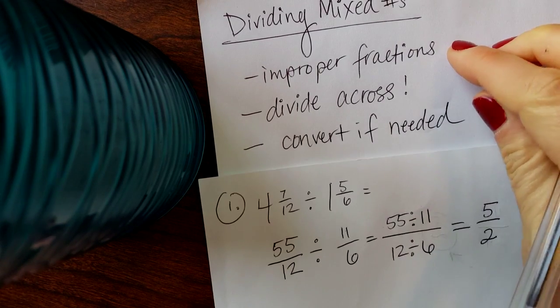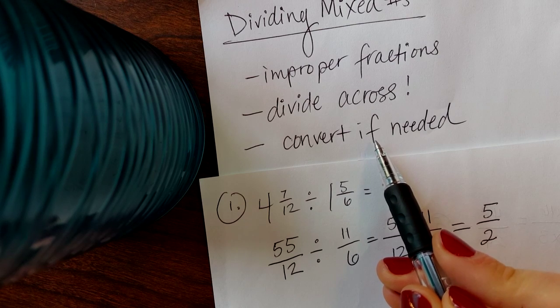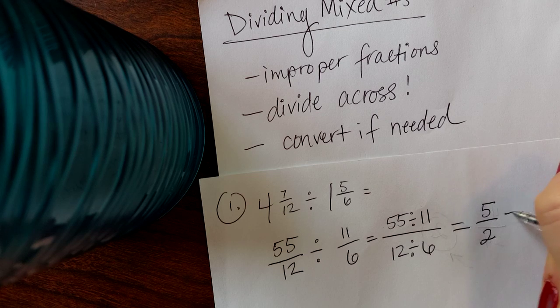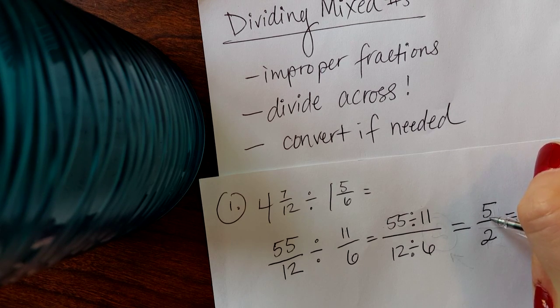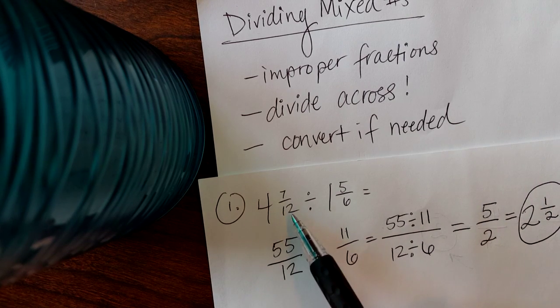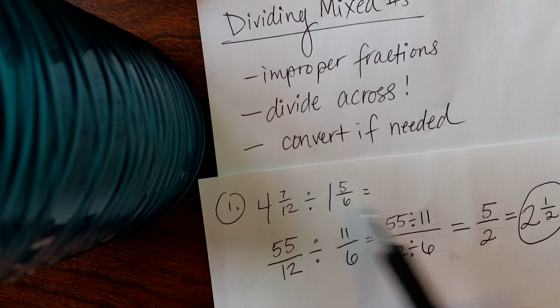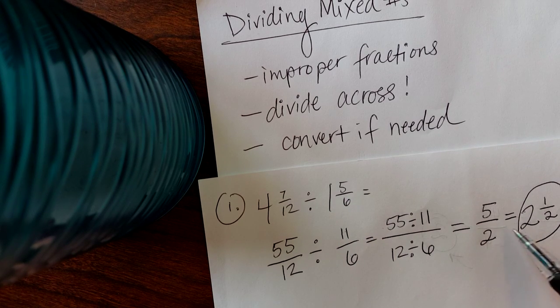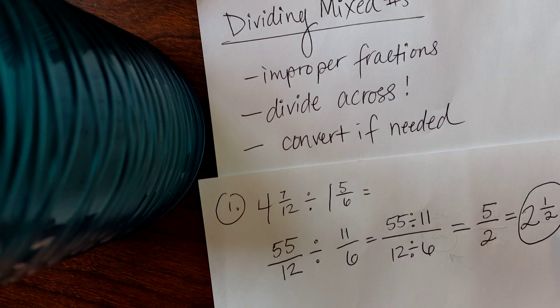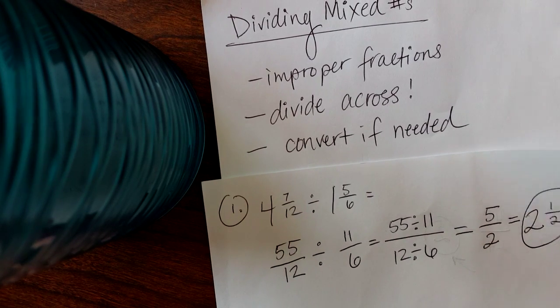So I just divided across, and I need to check to see if I need to convert. Yes, I think I do, because 5/2 is an improper fraction. Convert to a mixed number. 2 goes into 5 2 whole times with 1/2 left over, which means 4 and 7/12 divided by 1 and 5/6 is 2.5, meaning that 1 and 5/6 goes into 4 and 7/12 2.5 times. Let's try another example.